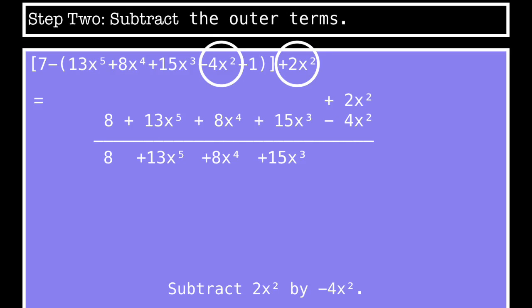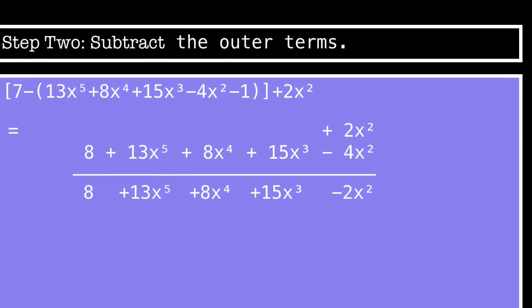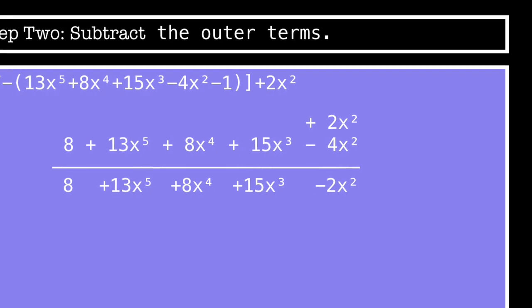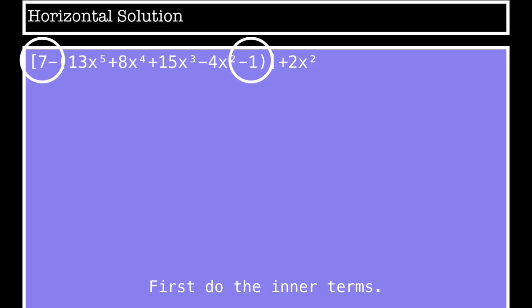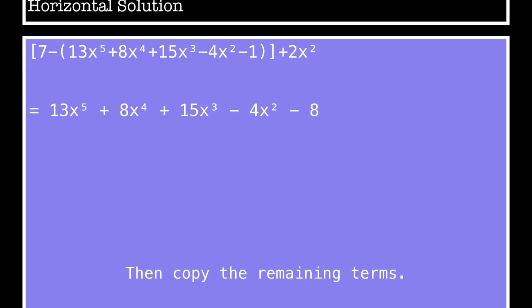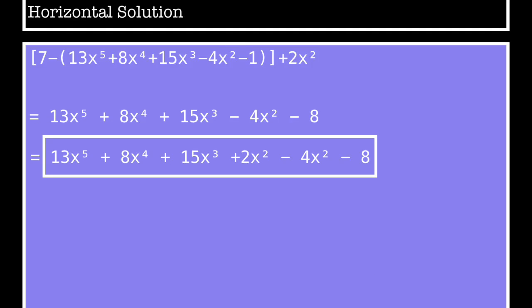Subtract 2x squared from -4x squared. Then you write your answer in standard form. Onto the horizontal solution. First, do the inner terms. Then, copy the remaining terms. Lastly, subtract the outer term by any common term. Finally, write your final answer in standard form.